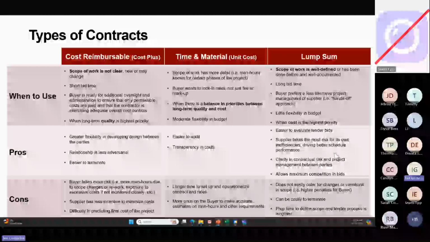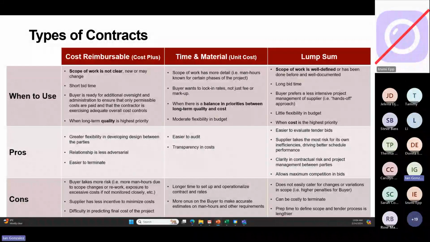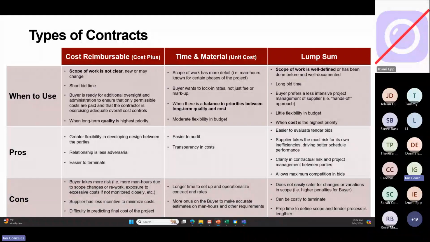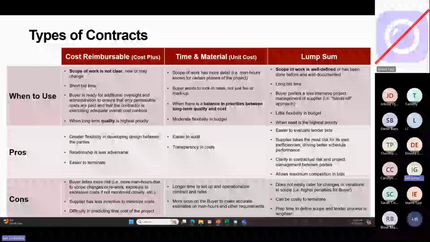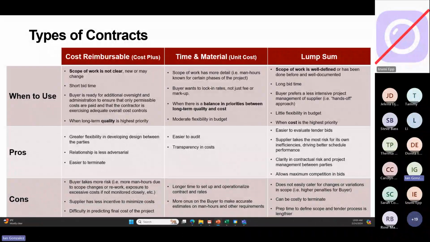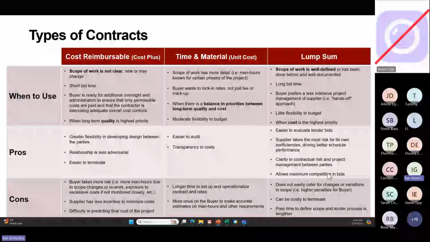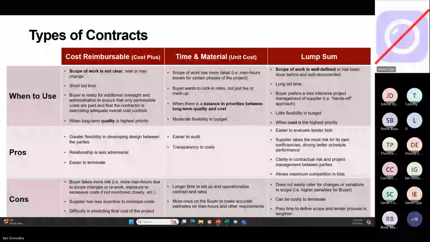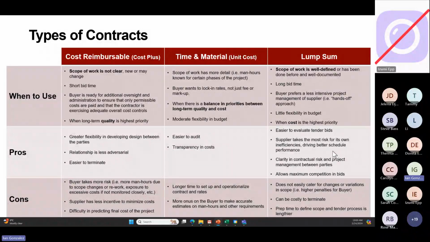Okay, so the pros of one is it's easy to evaluate, right? You just look at one number. The supplier takes almost all of the risk for inefficiencies. Okay, and that drives better schedule performance. They are incentivized to finish on time or even fast because it doesn't change what they'll get. There's clarity on contractual risk and project management between parties, and this allows maximum competition in bids. For suppliers falling in the tactical box in the Kraljic matrix, this is where we have a lot of competition. This is where lump sum actually works, in the tactical box, lower right.